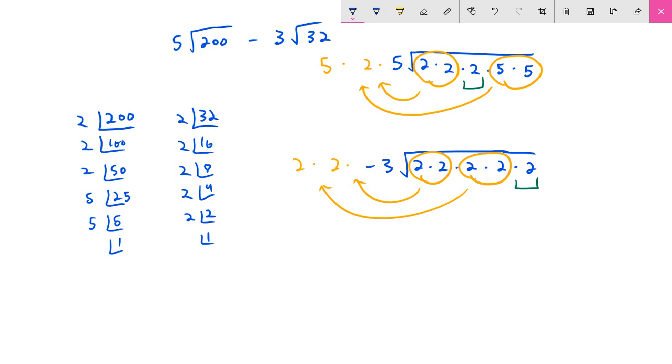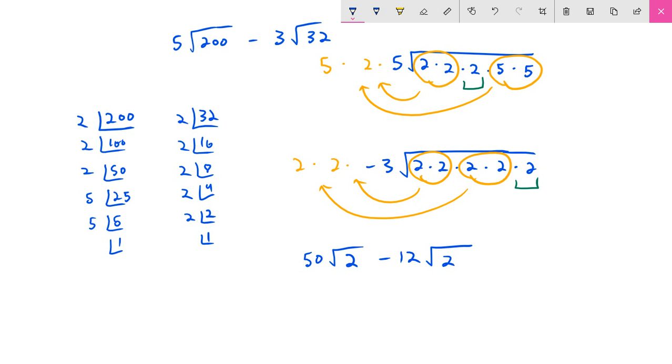So let's see what my two terms end up being. What is 5 square roots of 200 end up being? It's 5 times 2 times 5, which is 50 square roots of, what's left on the inside? The 2. Right? And the second term right here, 2 times 2 times negative 3 is negative 12 square roots of what was left on the inside? The 2. So here it is. 50 square roots of 2 minus 12 square roots of 2.